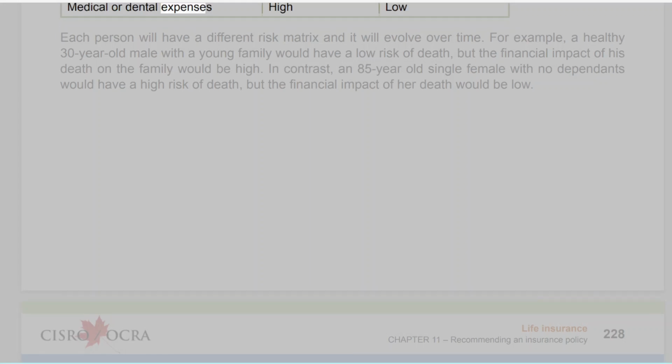Medical or dental expenses: high-low. Each person will have a different risk matrix, and it will evolve over time. For example, a healthy 30-year-old male with a young family would have a low risk of death, but the financial impact of his death on the family would be high. In contrast, an 85-year-old single female with no dependents would have a high risk of death, but the financial impact of her death would be low.